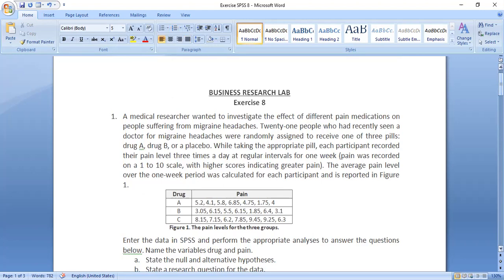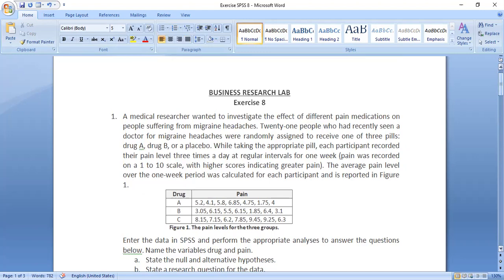So three drugs are being given to 7 people each, 21 people in all, and their pain level is being recorded on a scale of 1 to 10, where 1 means the minimum pain level and 10 means the highest pain level. So that being the case, we have to name the variables as drug and pain. Drug basically becomes the independent variable and pain the dependent variable.